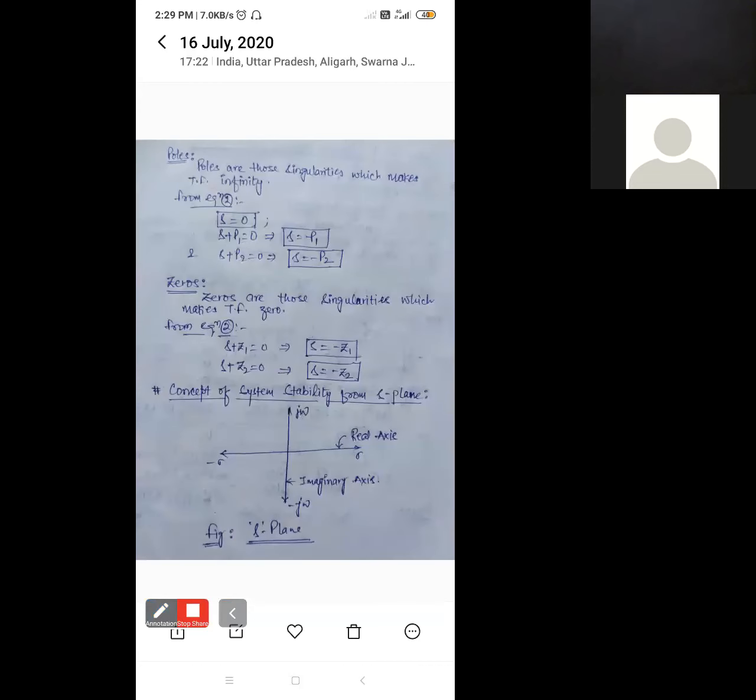So yes, the poles. Poles are those singularities which make the transfer function infinity.